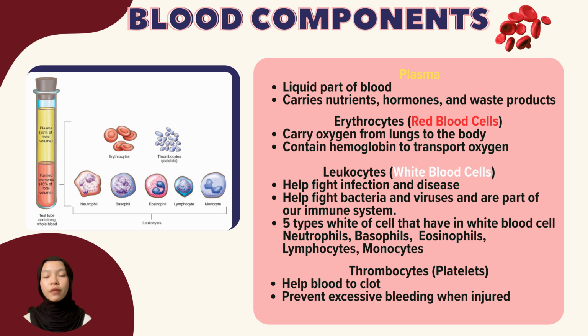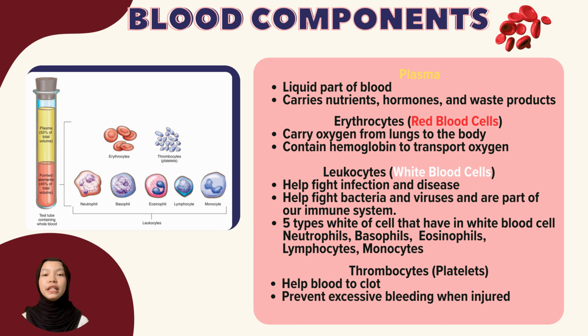Blood is made up of four main parts. The first blood component is plasma. Plasma is a liquid part of the blood. It helps to carry nutrition, hormones, and waste products around the body. Next are erythrocytes, which are the red blood cells. Red blood cells are very important because they carry oxygen from our lung to all parts of our body. They contain a substance called hemoglobin, which helps oxygen travel in the blood.